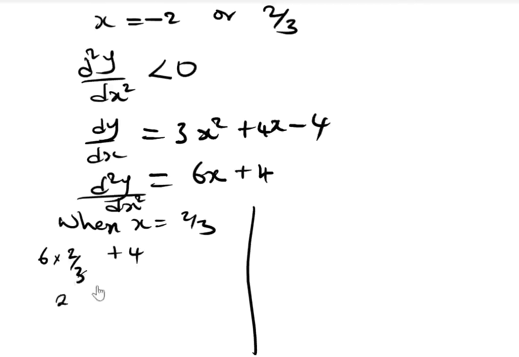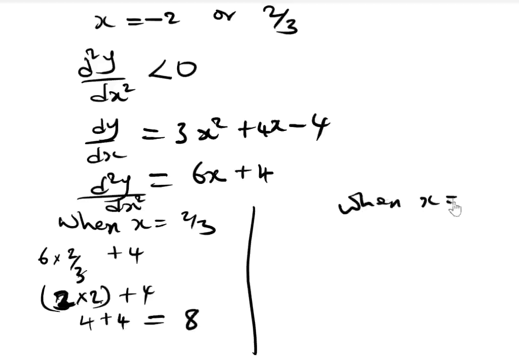This divided by this is 1, this is 3 rather. Okay, it's 2 multiplied by 2 plus 4, and 2 multiplied by 2 is 4, plus 4, and this will be equal to 8. And when x is equal to minus 2, then we have 6 multiplied by minus 2 plus 4. And 6 multiplied by minus 2 will be minus 12, plus 4.